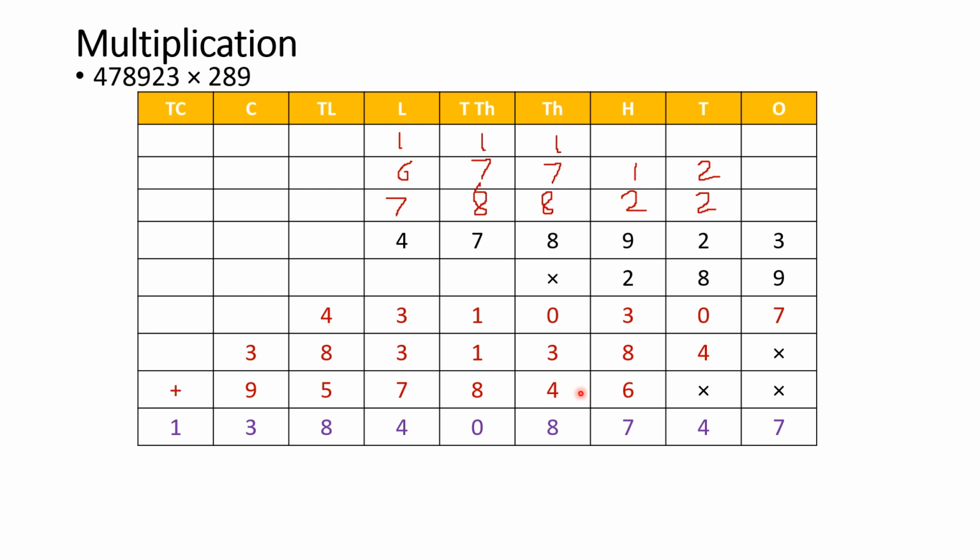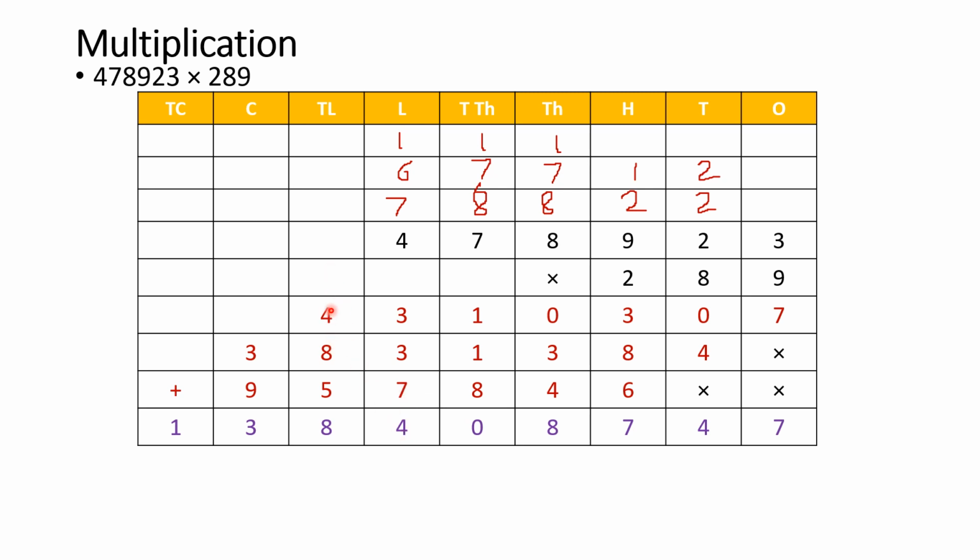Now we will add all these. We will add here 7. So it is 7. Then 0 plus 4, it is 4. 3 plus 8, 11. 11 plus 6, 17. We will write 7 here and 1 as carry. 1 plus 3, 4. 4 plus 4, 8. 1 plus 1, 2. 2 plus 8, 10. We will write 0 here and 1 as carry. 3 plus 1, 4. 4 plus 3, 7. 7 plus 7, 14. We will write 4 here and 1 here.